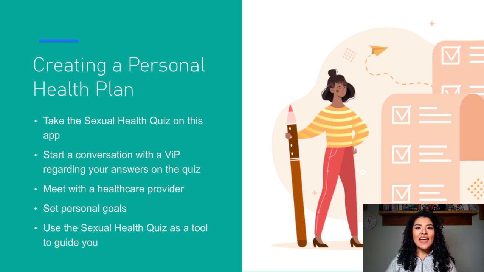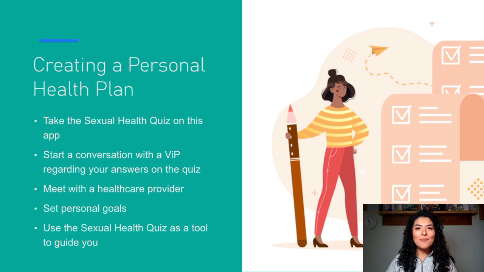Step 3. Meet with a healthcare provider. Next, it's time to see a doctor or a nurse. Use the app to schedule an appointment with a healthcare provider. When you go to your appointment, make sure to tell the doctor about your health goals and any concerns you have. If you're nervous or need help getting ready, you can always reach out to a virtual promotora for support.